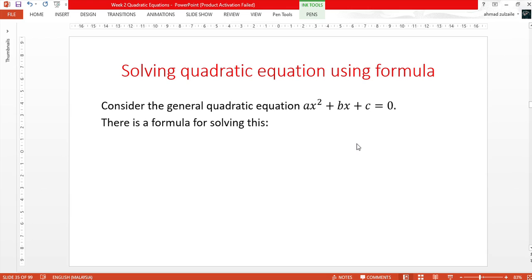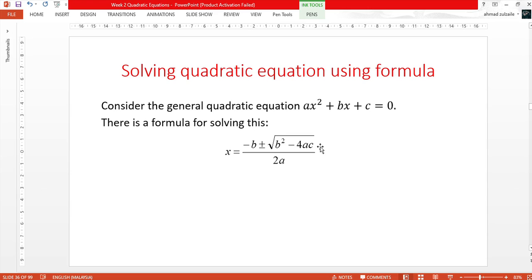Okay, another method of solving quadratic equation is by using the formula. Right, so consider the general quadratic equation is ax squared plus bx plus c equals 0. So here is the formula that we are going to use in order to solve the quadratic equation, which is x equal to negative b plus minus square root of b squared minus 4ac over 2a.